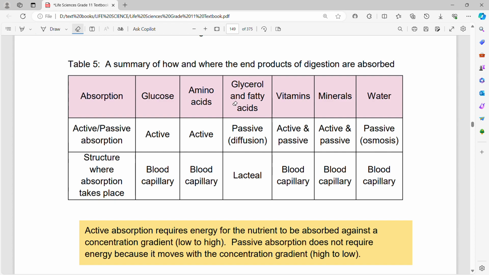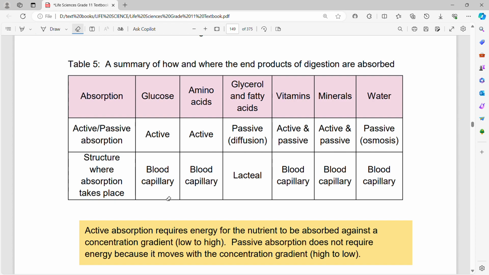Glycerol and fatty acid are absorbed by the passive process. Vitamins and minerals use both active and passive absorption. Water will go through passive absorption, osmosis. And from where will these minerals, vitamins, and molecules like glucose and amino acids be absorbed?